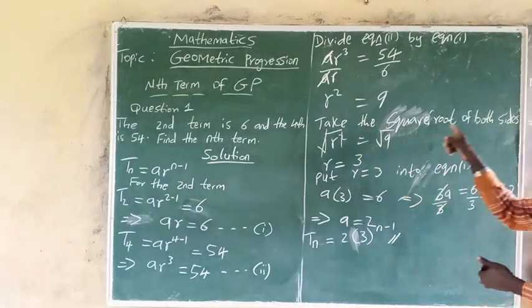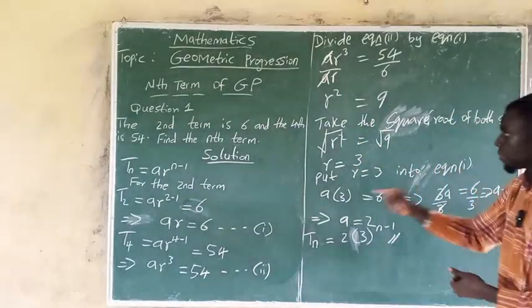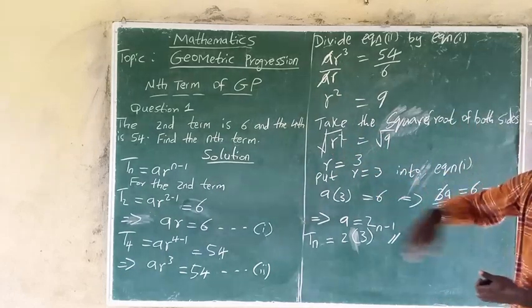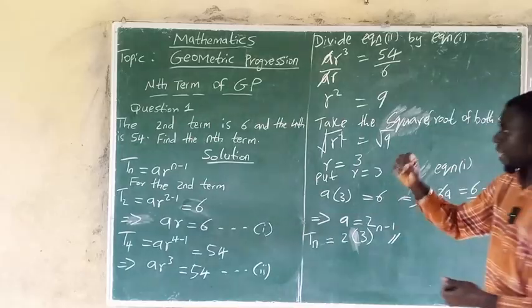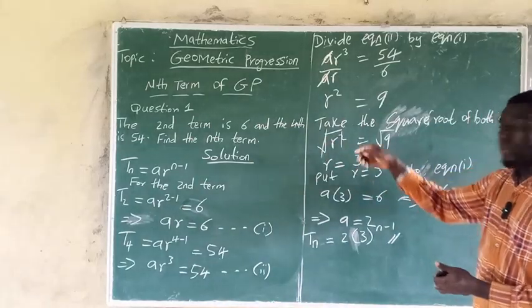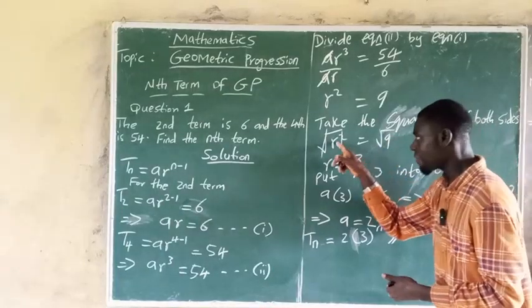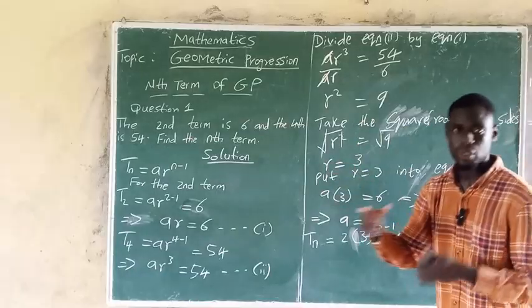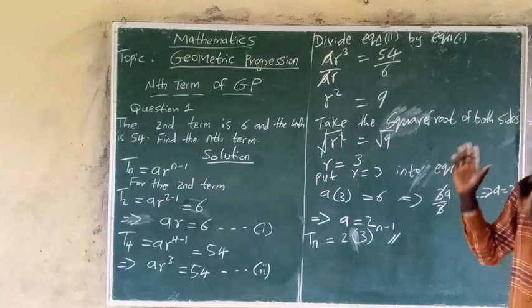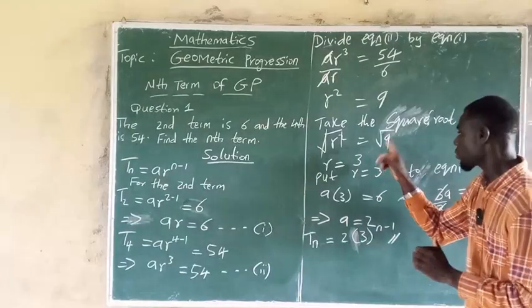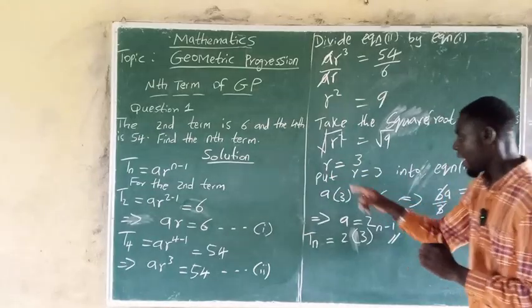So take the square root of both sides. By the time we take the square root of both sides, we end up having the square root of this, the square root of this. In laws of indices, whenever we have a root and inside the root you have a power 2, if the root and the power are the same, they cancel out to leave only the base, which is r. So the square root of 9 will give us 3. Now r is equal to 3.